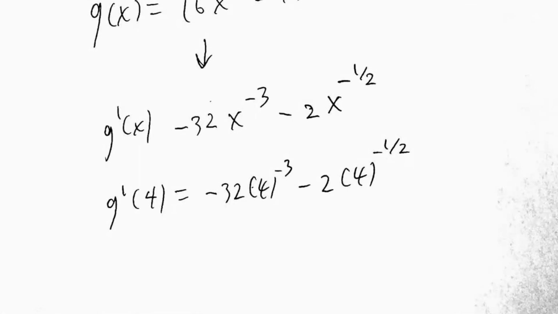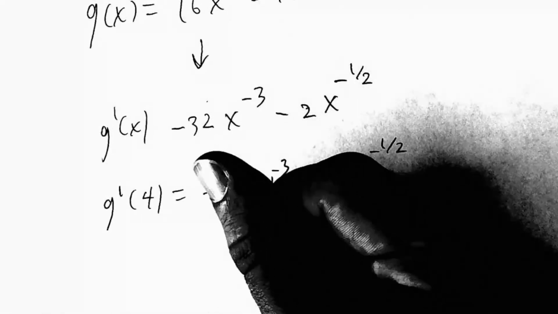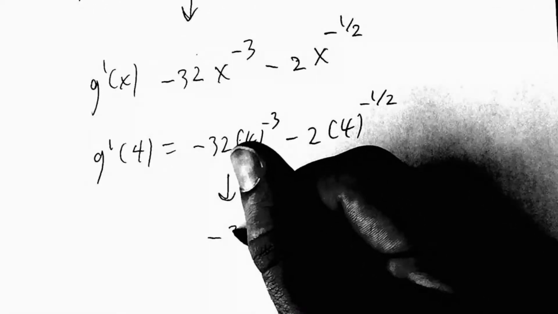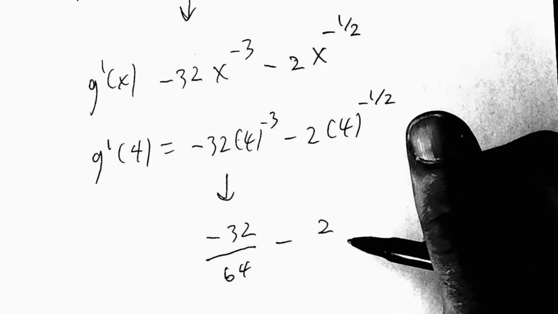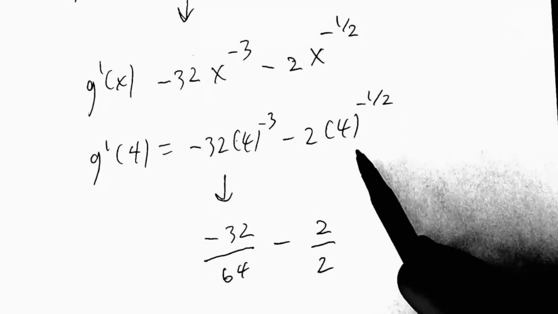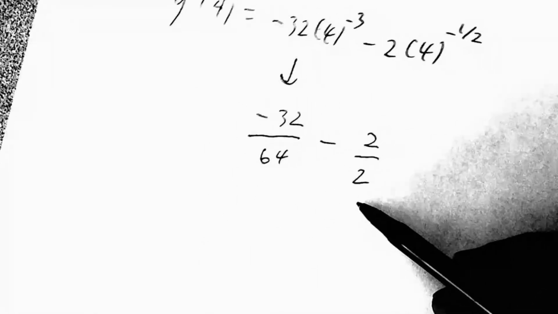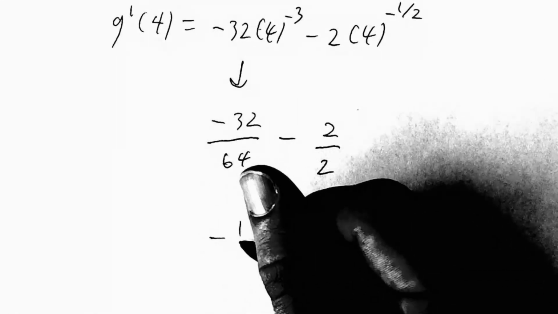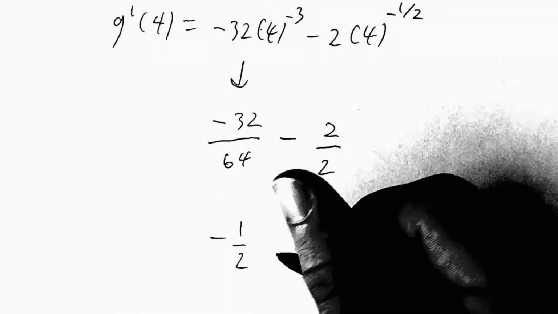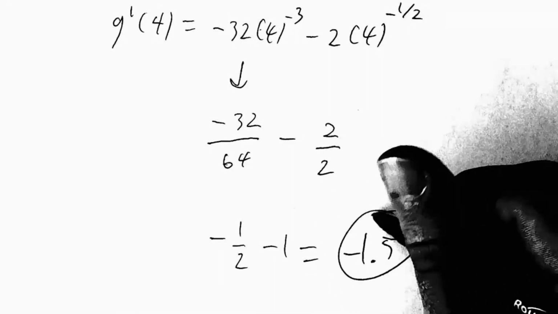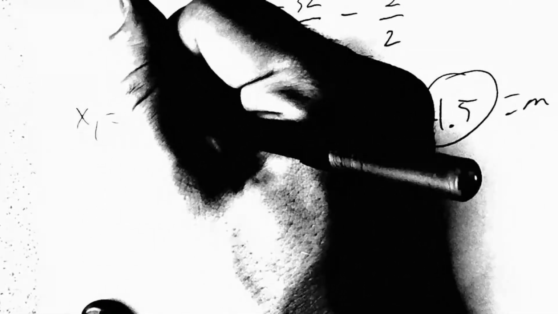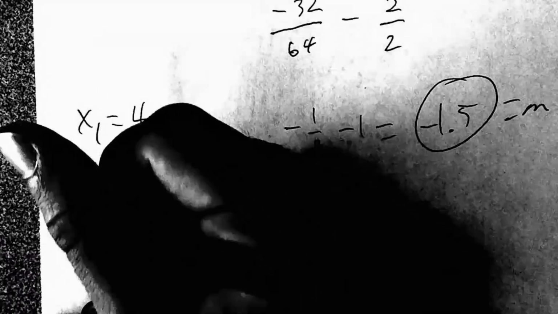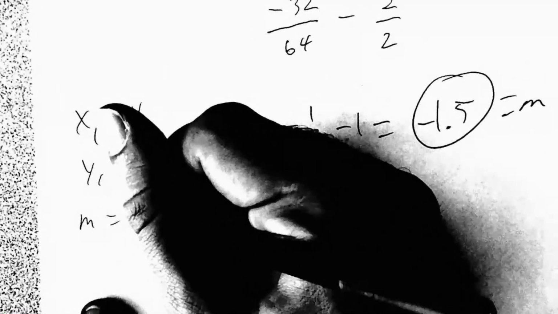So in the calculator, I'm just simplifying this. This is negative 32 over 64 minus 2 over 2, because it's 2 over the square root of 4. So what we have here is negative 1/2 minus 1, which is negative 1.5. So that's our m. So now I have x1 equals 4, y1 equals negative 7, m equals negative 1.5.